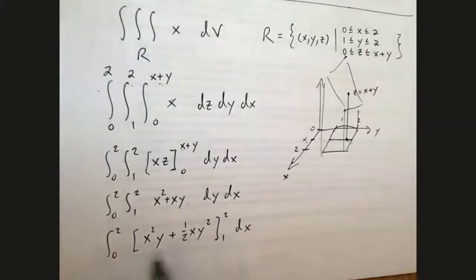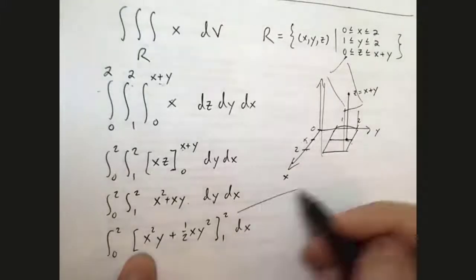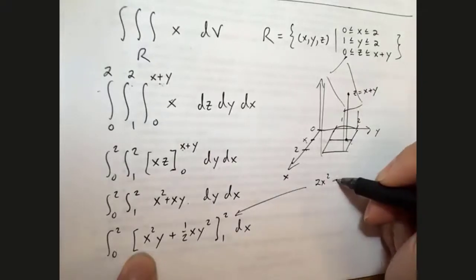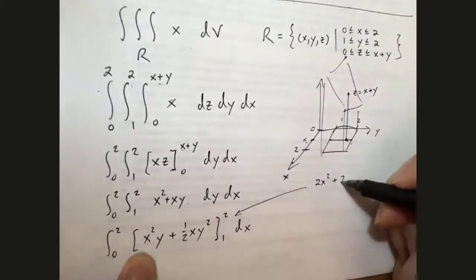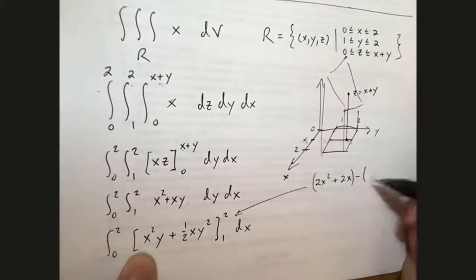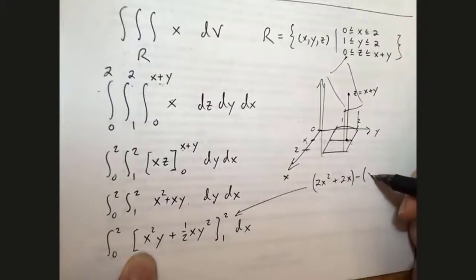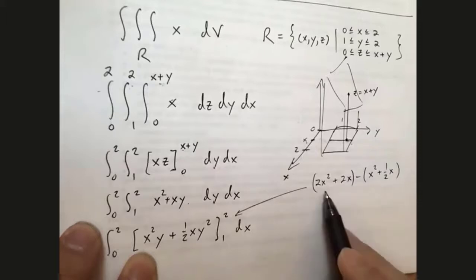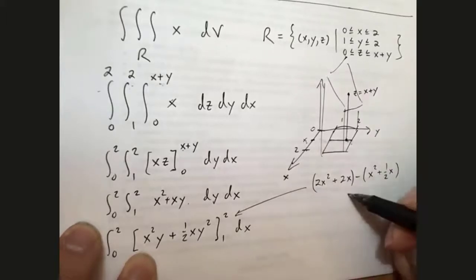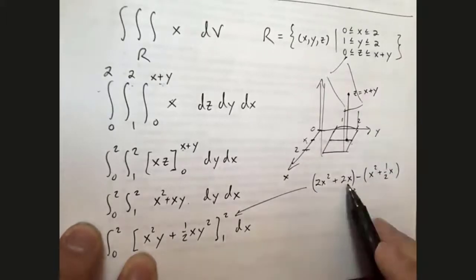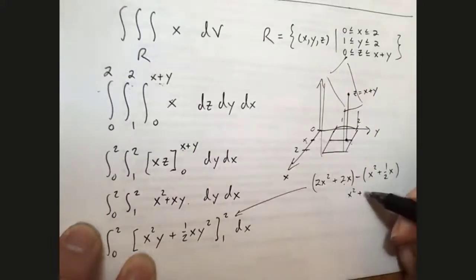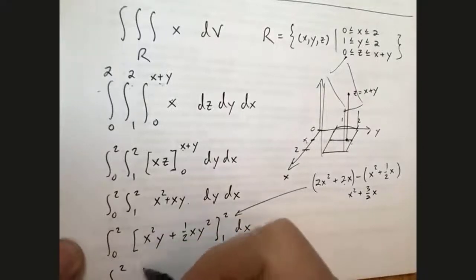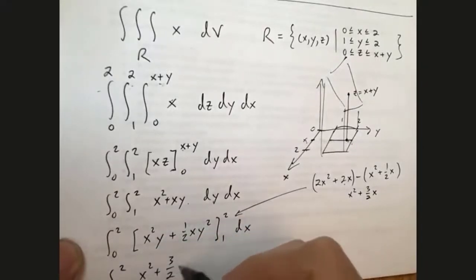Let's see. When I plug in 2 for y, let's do that over on the side here, I get 2x squared plus 2x. And then when I plug in 1 for y, I get x squared plus 1/2 x. And when I simplify this, 2x squared minus x squared is just x squared, and 2x minus 1/2 x is 3/2 x. So that's all that is. So I'm just doing the integral from 0 to 2 of x squared plus 3/2 x.